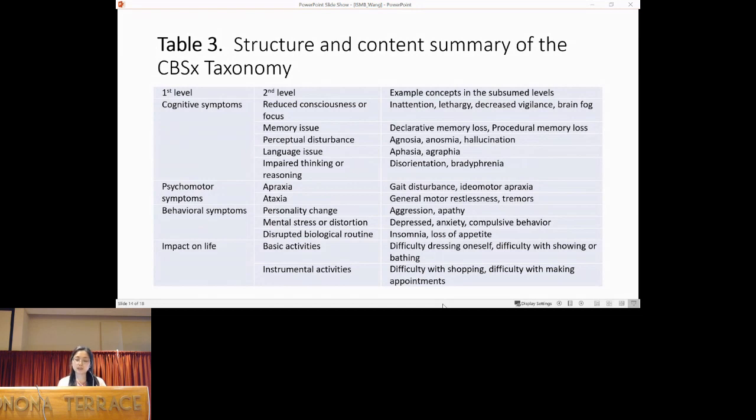For example, for cognitive symptoms, the second level includes reduced consciousness or focus, and then memory issue, perceptual disturbance, language issue, impaired thinking or reasoning. And we give some example concepts under the second level. We can see, for example, for the reduced consciousness, the sample concepts include inattention, lethargy, decreased vigilance, brain fog. So these are some examples.